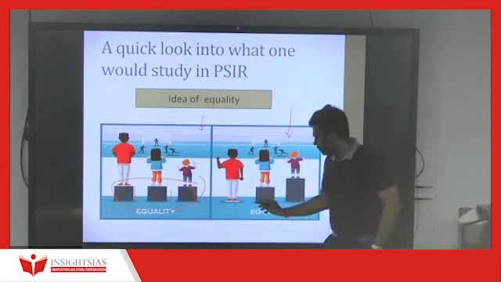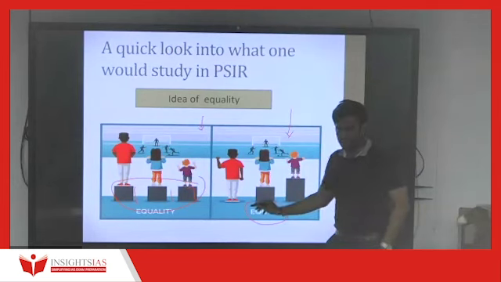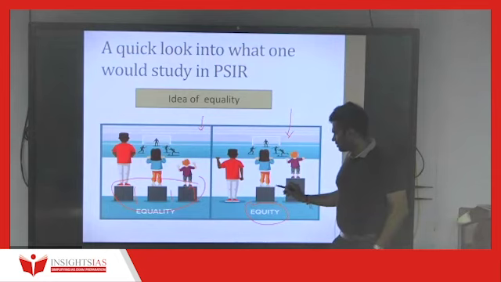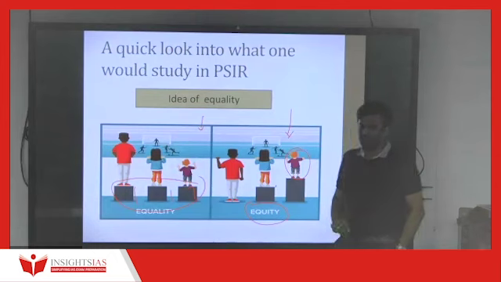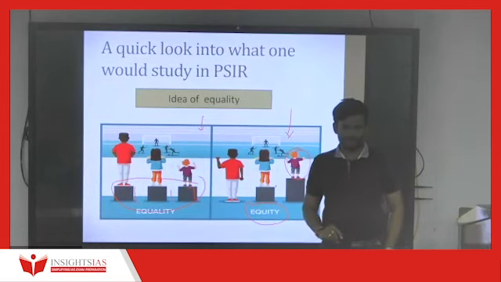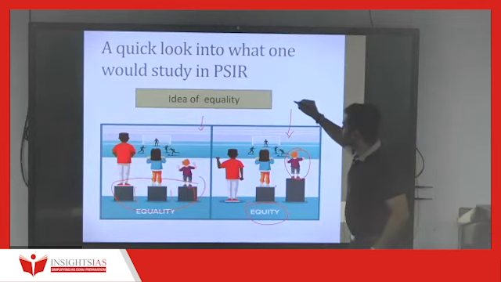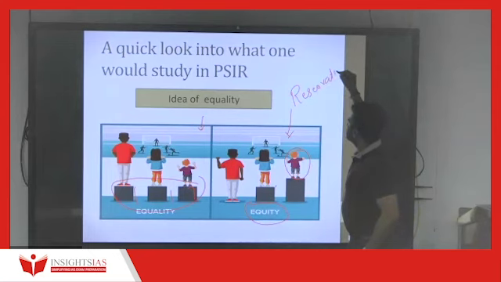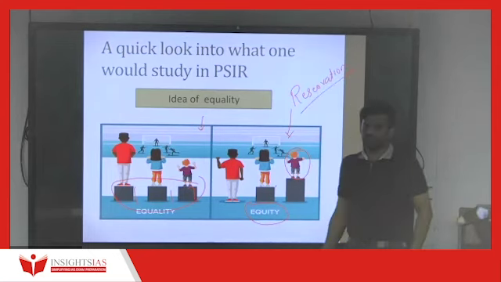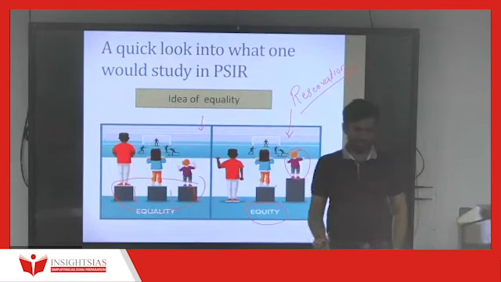But here, if you go into the concept of equity, we have not given him any stool. We have given her a smaller stool. We have given this small fellow the bigger stool. This is what we call equity. So many times only equality won't lead to justice. You need to have equity. So this concept is also related to reservation, or we can also call it affirmative action.